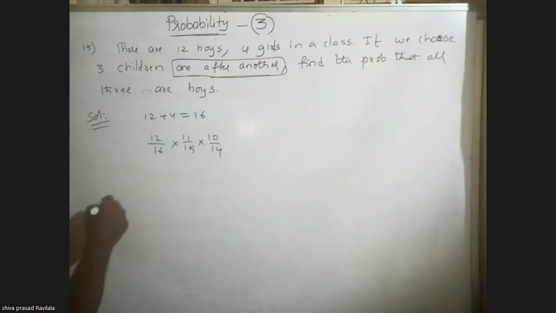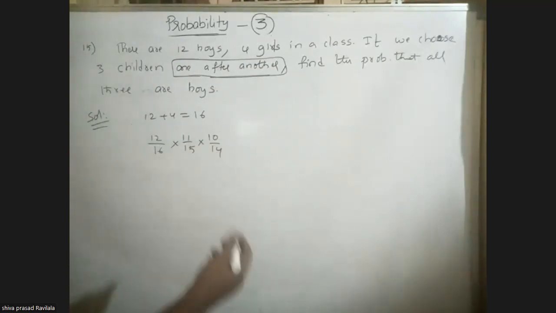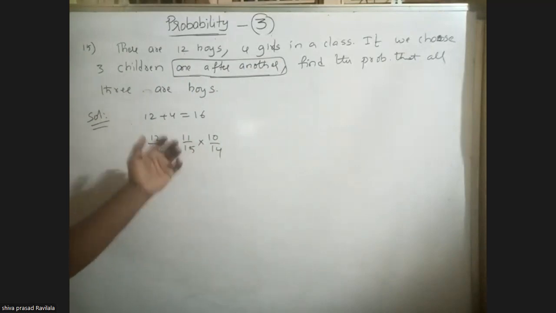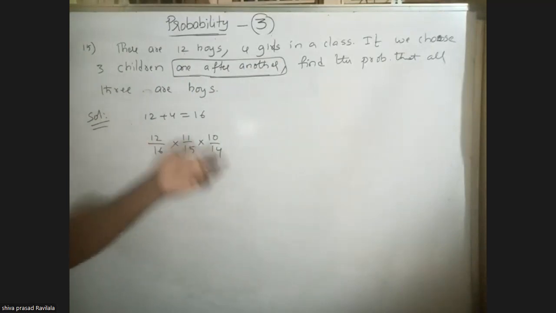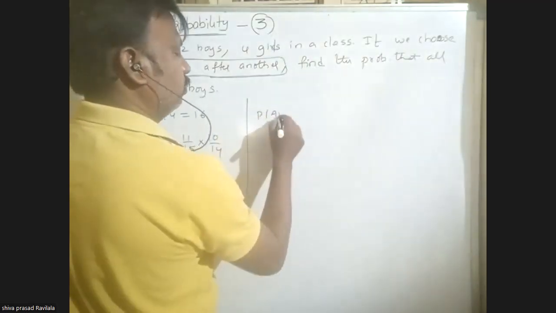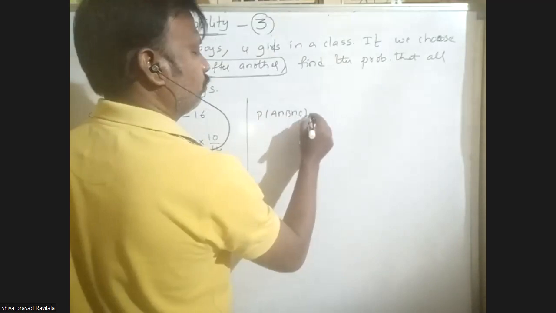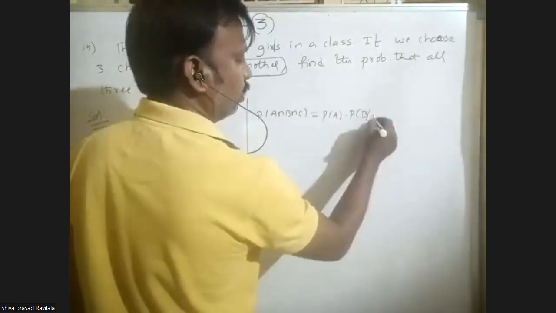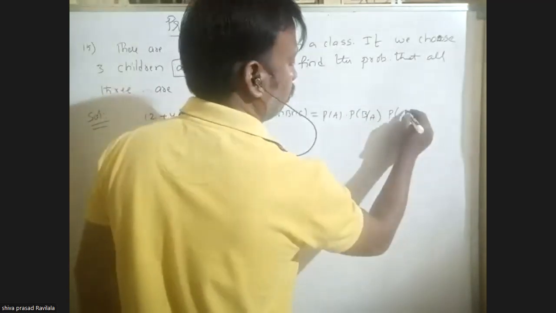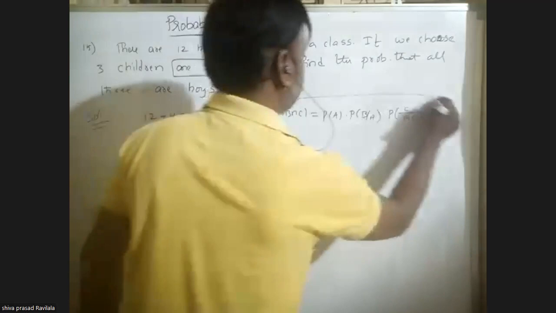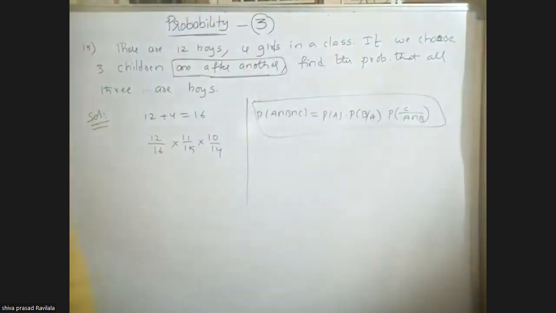Actually, the formula is probability of A intersection B intersection C is equal to probability of A into probability of B given A into probability of C given A intersection B. There is no need to write it. If you want to, write P of A into probability of B given A and probability of C given A intersection B. And this is the multiplication theorem.